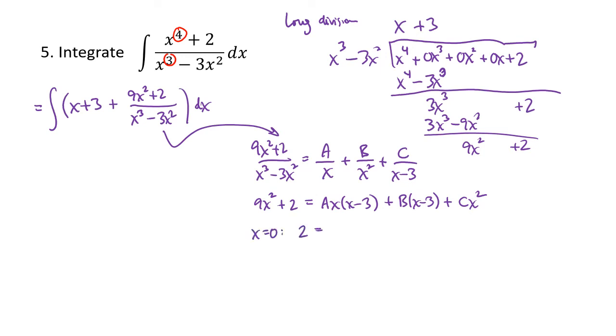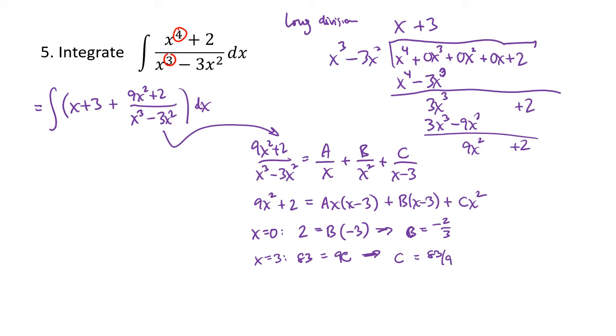Well, on the left-hand side, it gives me a 2. On the right-hand side, a goes away. B gives me 0 minus 3, so that's b times negative 3, and then c times 0. So that's going to give me b equaling negative 2/3. Plugging in x equals 3 gives me on the left-hand side, 9 times 9 is 81, so 81 plus 2 is 83. The a goes away, the b goes away, and then we get c times 3 squared, which is going to be 9c, which is going to give us c is the lovely number 83 divided by 9.